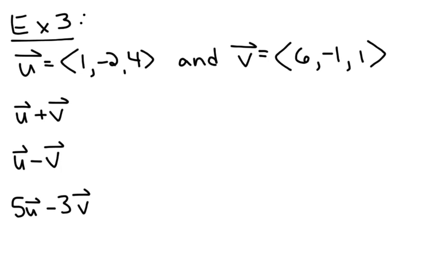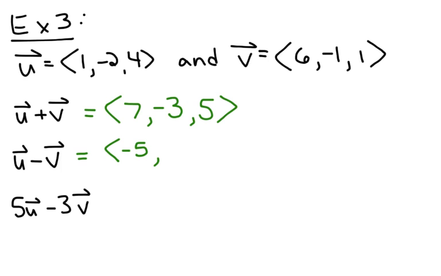So let's say vector u is 1, negative 2, 4, and vector v is 6, negative 1, 1. When I add those two, I'm going to add the x's and I get 7. I add the y's, I get negative 3. And I add the z's and I get 5. So that's u plus v. If I subtract them, 1 minus 6 is negative 5. Negative 2 minus negative 1 is negative 2 plus 1. 4 minus 1 is 3.